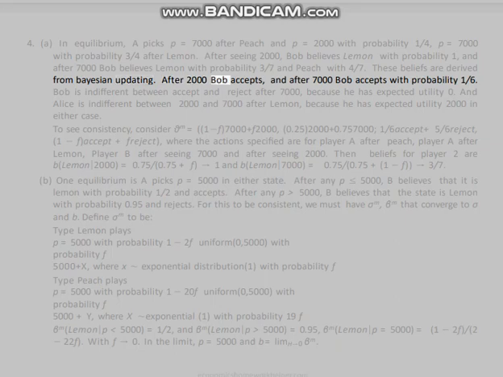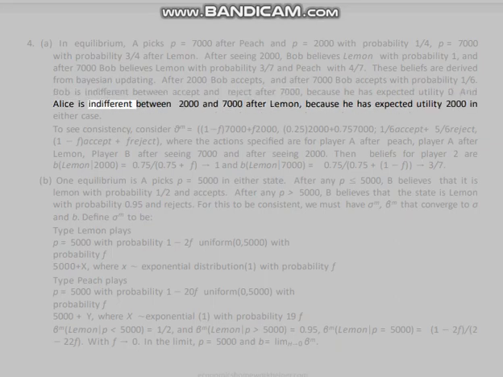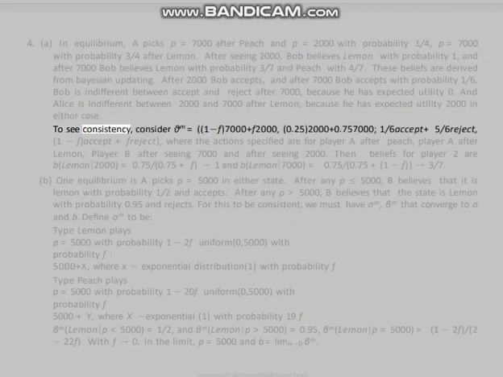After 2,000 Bob accepts, and after 7,000 Bob accepts with probability 1/6. Bob is indifferent between accept and reject after 7,000 because he has expected utility 0. And Alice is indifferent between 2,000 and 7,000 after lemon because she has expected utility 2,000 in either case. To see consistency, consider theta m equals (1 minus f) times 7,000 plus f times (0.25 times 2,000 plus 0.75 times 7,000).